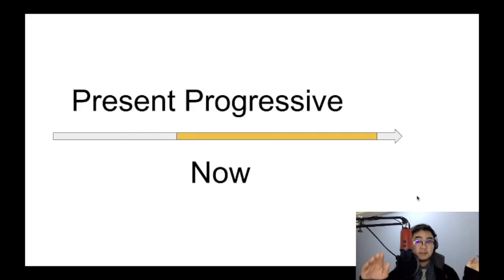Now let's look at present progressive. So we often use present progressive for now. But we also use it for things more than that. When we say progressive, that means it's continuous. There is a duration. So you can see the arrow here, the yellow part. It started some time ago. Maybe it started just a second ago, but it's still going on. The action continues. So sometimes we also call it present continuous.